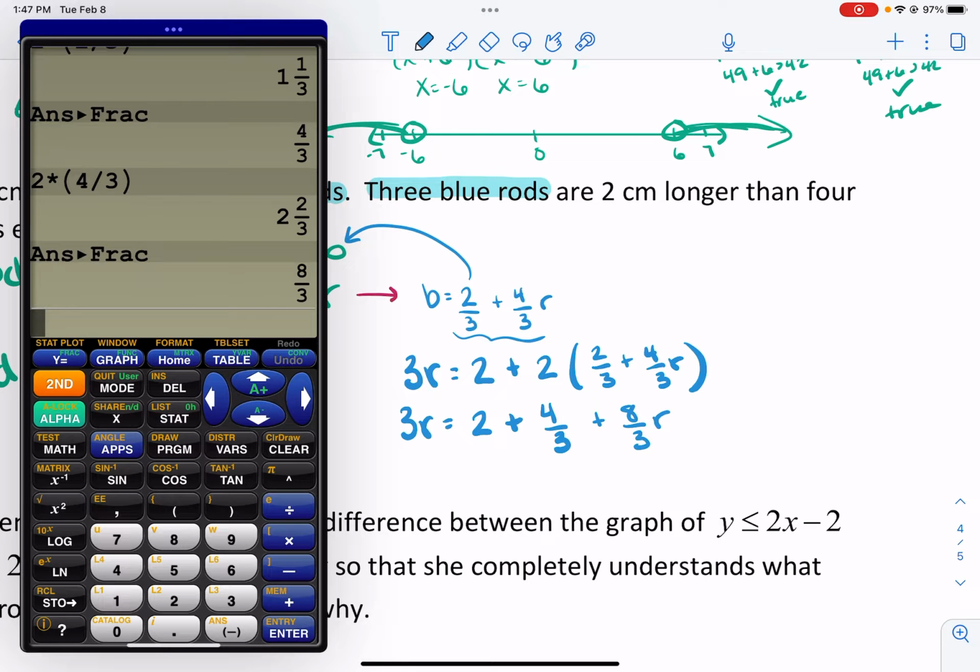Okay. So let's go ahead and take 2 plus 4/3 to combine our like terms. That is 10/3. So we have 3r equals 10/3 plus 8/3 r.